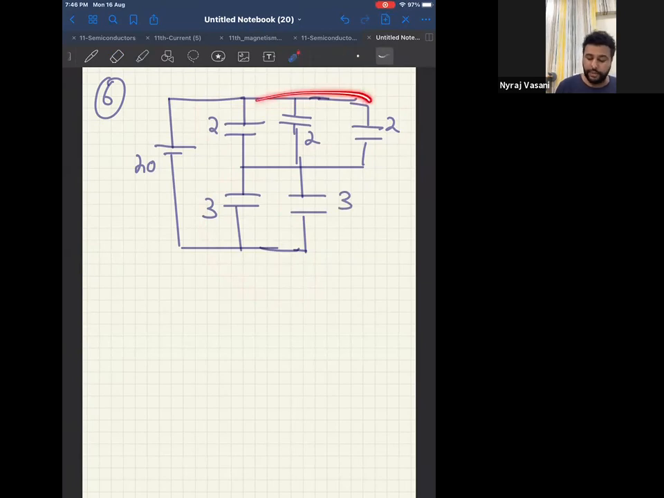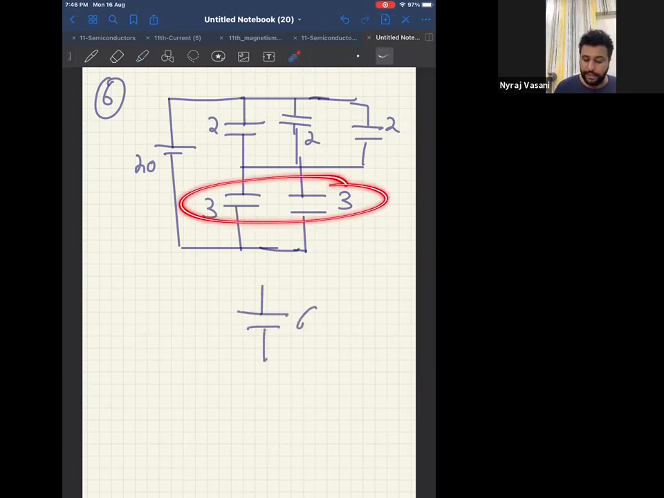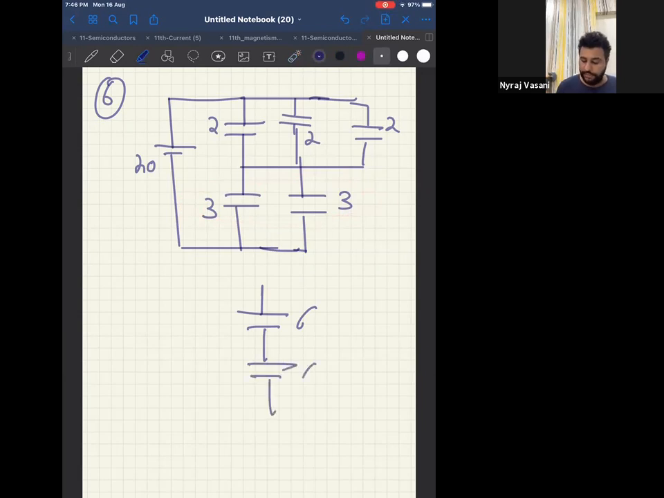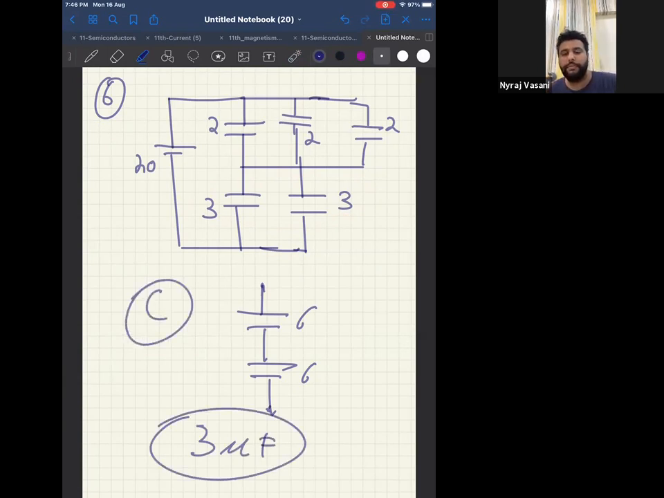Therefore, can I say the top branch 2, 2 and 2 are in parallel? Therefore, I will get 6. And the next one is 3 and 3 in parallel, which will again be 6. Therefore, 6 and 6, what will be my answer over here? 6 and 6 will be in series between these 2 points. The answer will be 3 microfarad. Therefore, the answer for the 6th one will be C. Sharvari correct, Aniket correct, Sumitra correct. Very good.